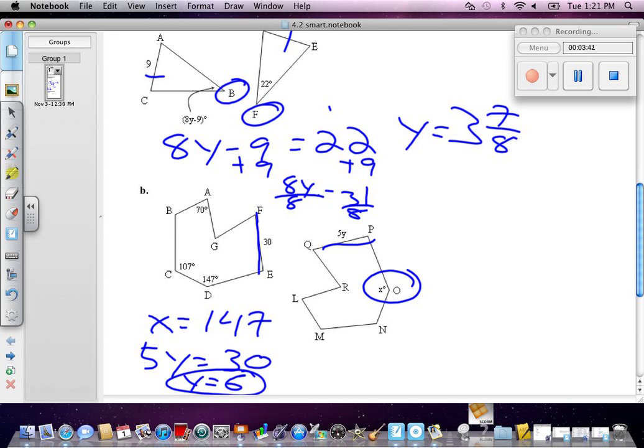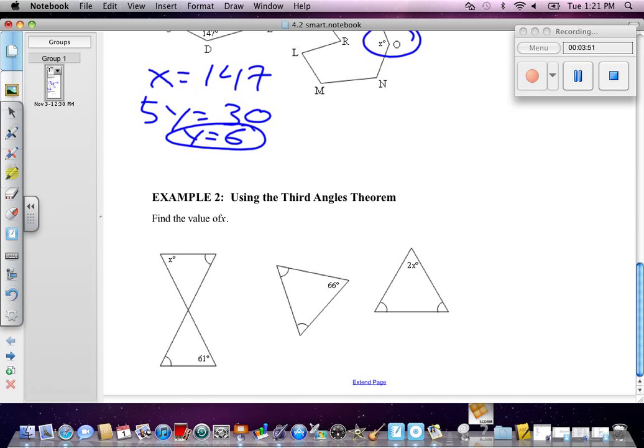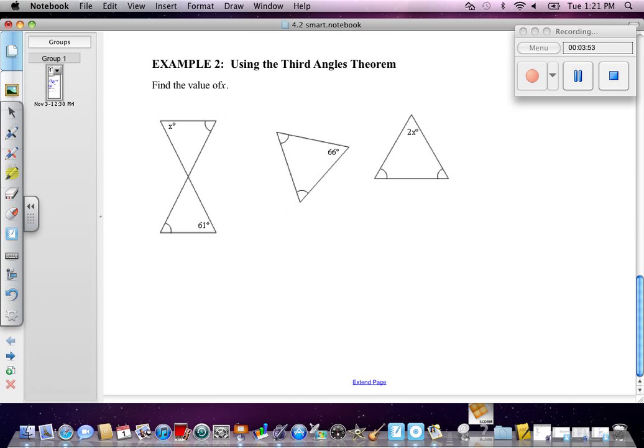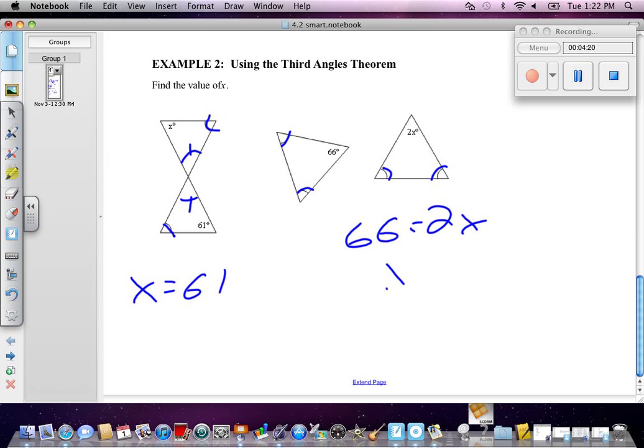We feel pretty confident with this stuff? Okay. Let's turn it over. Do you see these funky triangles that kind of look like an hourglass? These triangles are congruent to each other. We know these are vertical angles, and these angles already say that they're congruent to each other, which means x would have to equal what? 61. If these two angles are equal to each other, then 66 equals what? Good. So x equals?